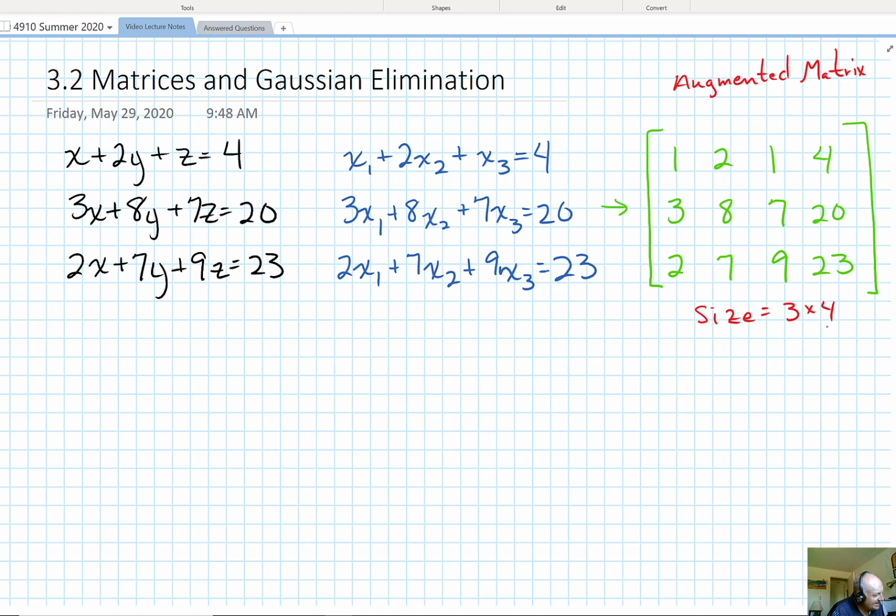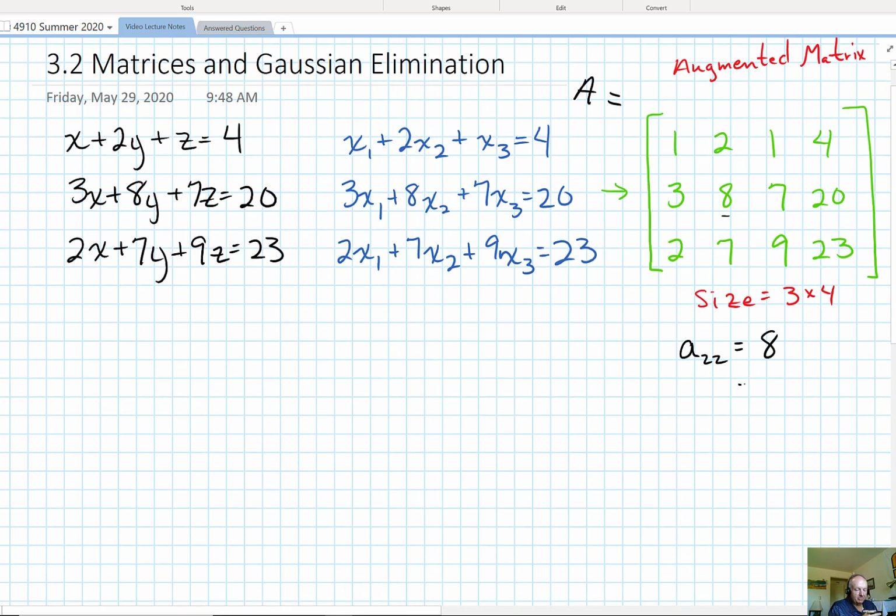We can talk about individual entries. So for instance, let's take the 8. The 8 that's sitting right here. We'll label the entries. Well, often we'll label the matrix with a capital letter. So this would be our matrix A, capital A. And then the entries would be the lowercase. So a sub 2,2 would be the 2,2 entry, down 2 over 2. So just for comparison, 7 would be the 2,3 entry.